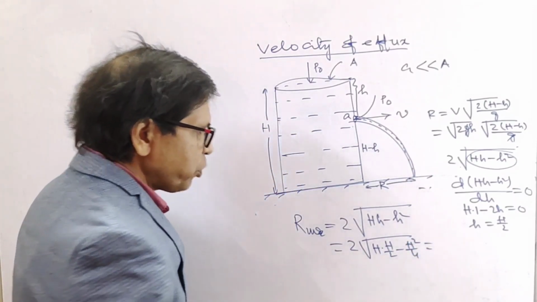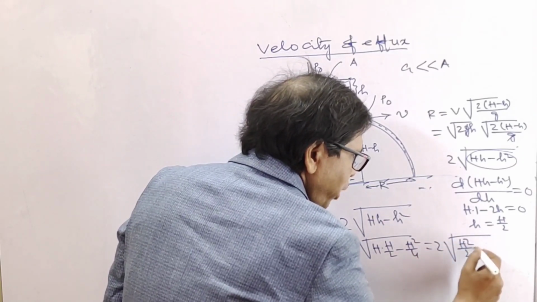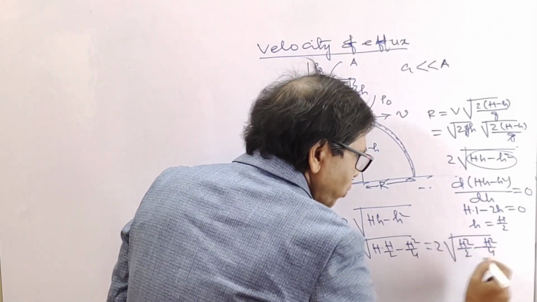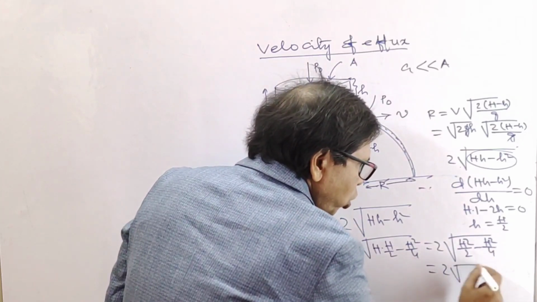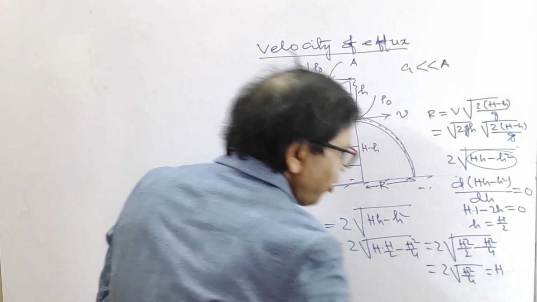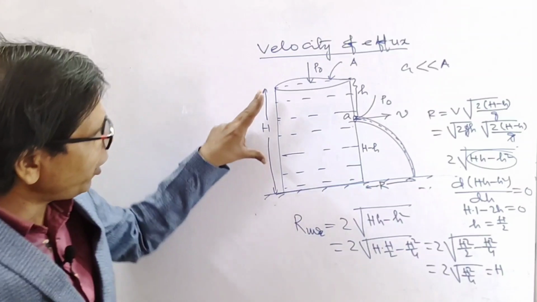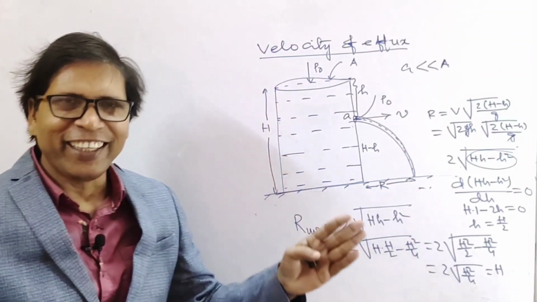So look at this, this is 2 into root under of h square by 2 minus h square by 4. So this is 2 into root under of h square by 4. So this is h. Okay, so horizontal range is equal to height of the cylinder.